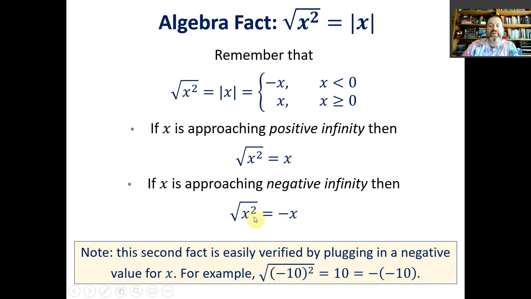A lot of people forget this, but it's easy to check. Try plugging in a negative number and just looking at what happens, and you'll see that it's true. So you are responsible for this algebra fact. Most people are fine with this positive one. But if it's a negative infinity, you have to keep track of it.